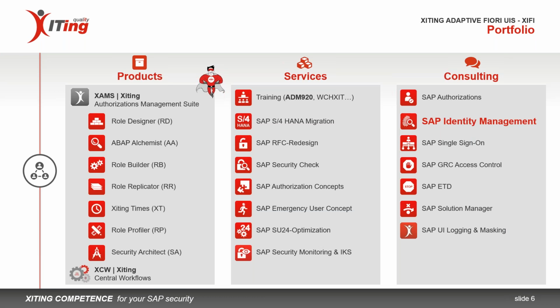Here's an overview of the portfolio of Xiting. We have three sections. The first section is our products, then we have the services and the consulting. In the products, you will find our tools, the XAMS for authorization management, and the XCW as a small identity management within ABAP systems. The services are, for example, our trainings, which are on the one hand official SAP courses in the German speaking region, and also individual trainings or workshops at customers, like I mentioned, the S/4HANA migration or RFC redesigns. The third section is the consulting, for example, our topic today, within the SAP Identity Management.